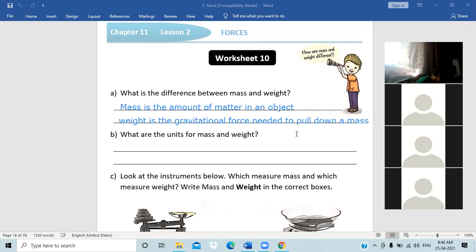Thank you, Liane. Okay, the next question, Liane, I want you to do the next question too, please. What are the units of mass and weight? Okay. So the units of mass are grams or kilograms. Excellent. While the unit of weight is Newton. Thank you so much, dear. Okay, so the unit of the mass is grams or kilograms, while the unit of the weight is Newton because it is a force.